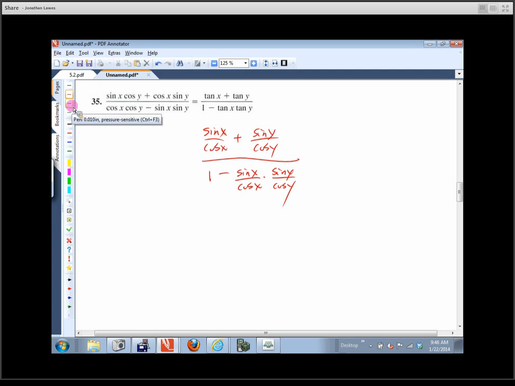I'm going to change colors here. What does this one need? It needs a cosine of y. So I'm going to write a cosine of y here and a cosine of y here. Multiply the top and bottom by cosine y. What does this one need? It needs a cosine of x. So I'm going to multiply the top and bottom by the cosine of x.